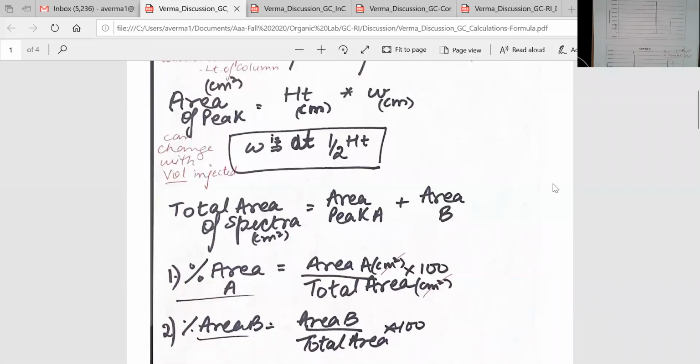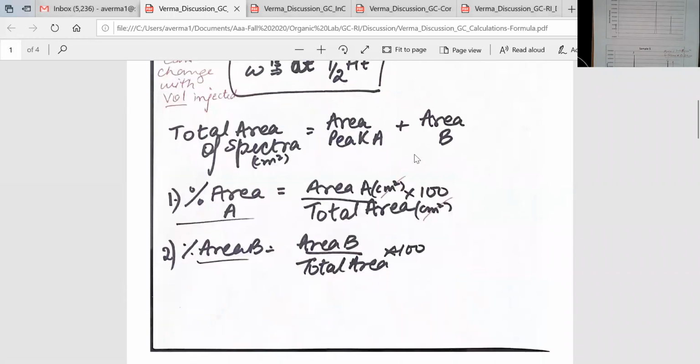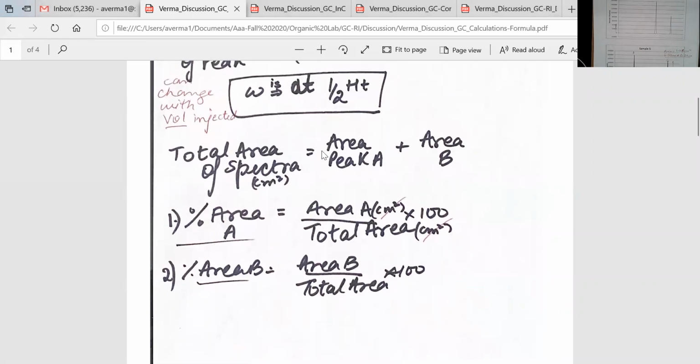Once I calculate area under one peak, in a similar fashion, I will calculate the peak area under all the peaks. Let's say that I have a sample with only two peaks, peak A and peak B. What is the total area of all the peaks on that spectrum? What I would do is I will add all the areas under every peak and just use that as my total area of the spectrum.